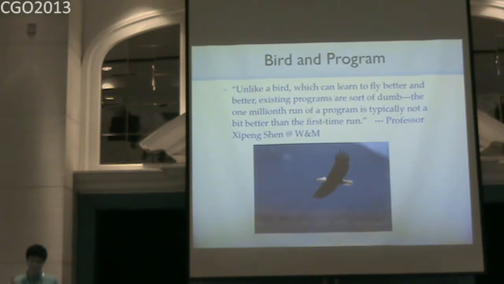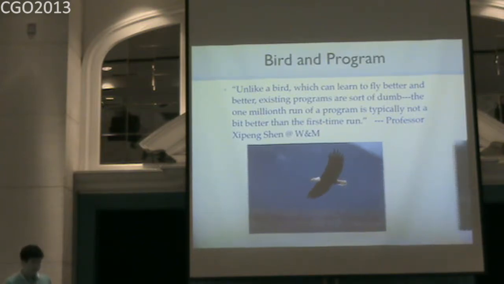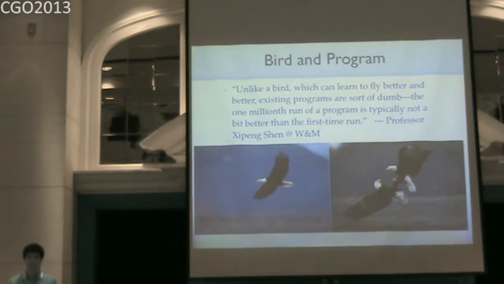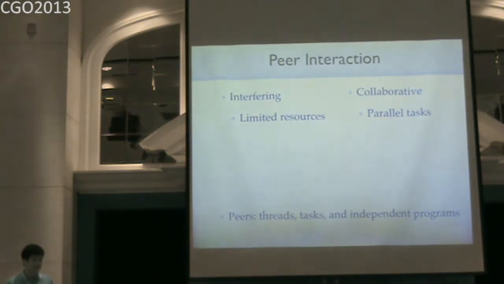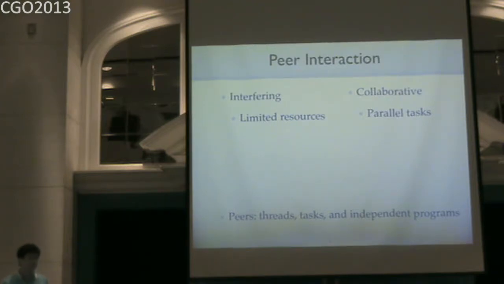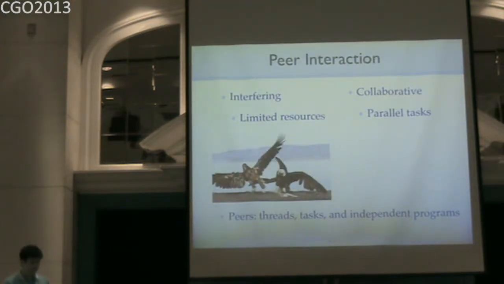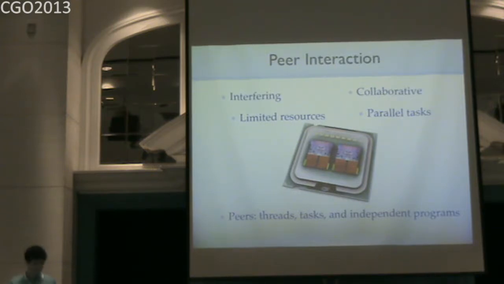In the new problem of shared resources, programs are analogous to birds: they need to learn to fly, not just better by themselves, but also learn to fly with peers. And then there are different types of interaction. So Bing's thesis is actually peer-aware program optimization. There are interfering interactions: when there are only limited resources, we have to fight for them, and then there is contention. The other one is, as in parallel code, different tasks can actually collaborate. That's what's really happening on modern processors.